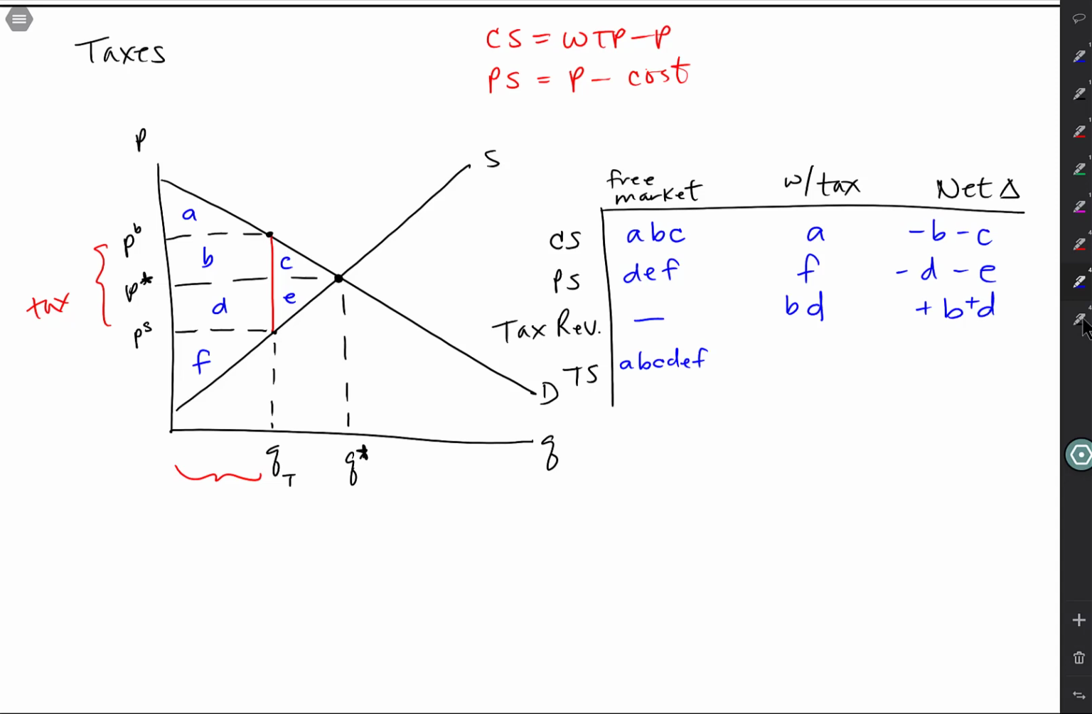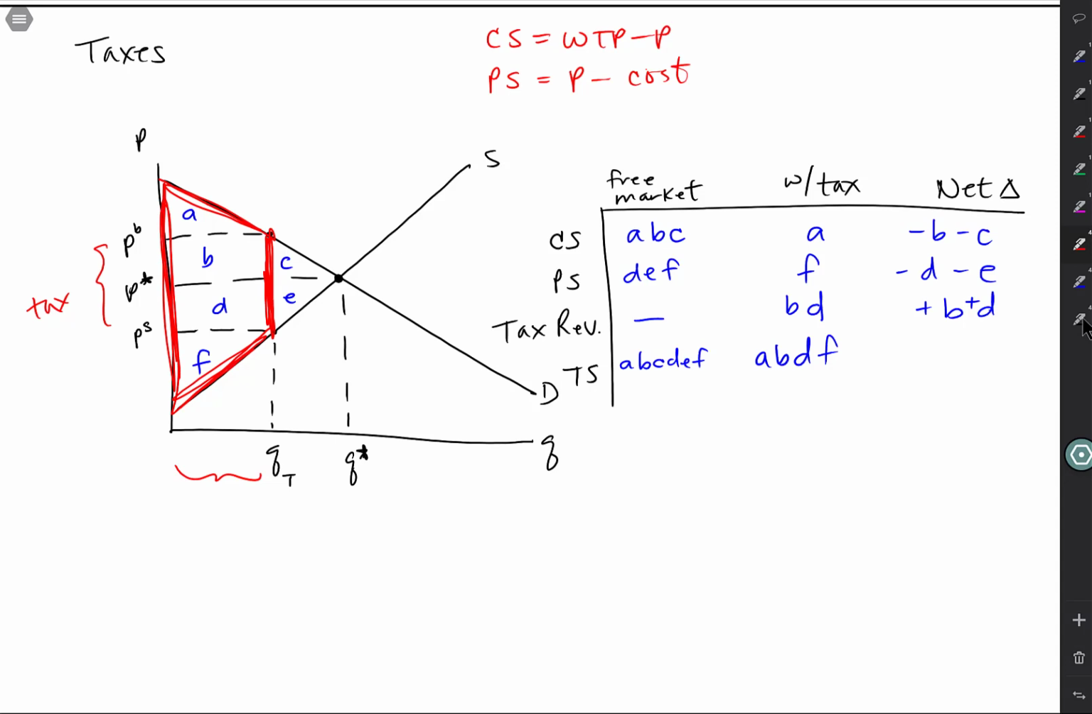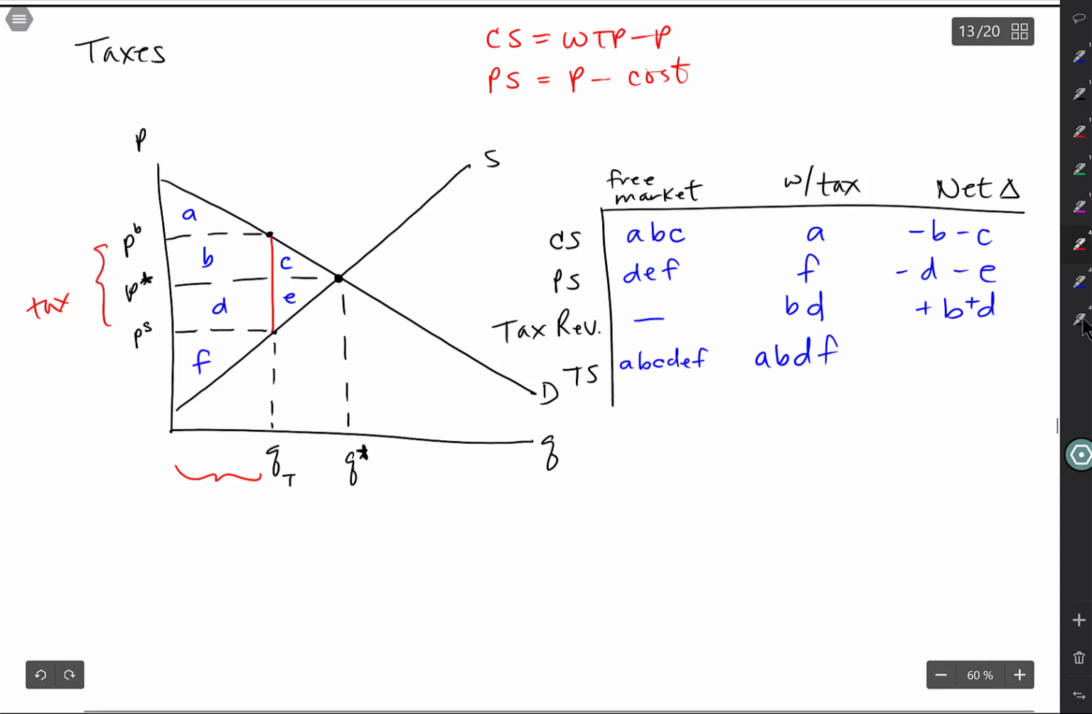So total surplus with the tax, we can just add these up on the table. We have A, B, D, F. Graphically, it's this region here, A, B, D, F, right? That's the total surplus from the existence of the market. A goes to consumers, B and D go to the government, F goes to producers. And so if we look at the net change, we can go from here to here and see what happens, or we can see here what's left over from this.